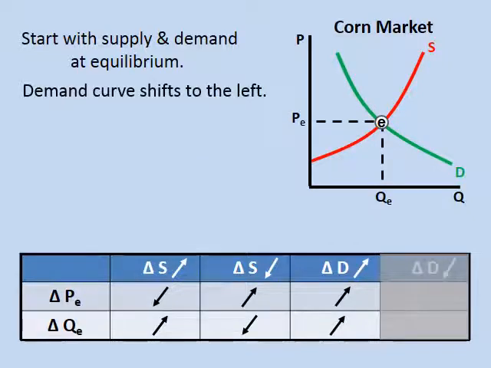Finally, what would happen if the demand curve shifts to the left? I'm going to leave it to you to draw these curves out yourself, but when you do, you're going to see that you're going to end up with an equilibrium price that's lower and an equilibrium quantity that's lower.